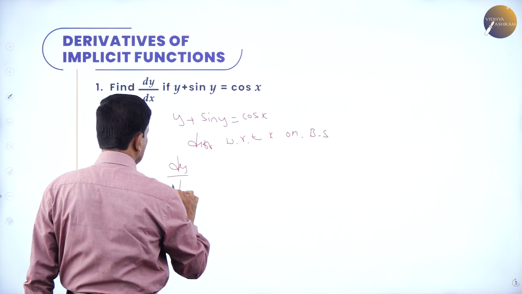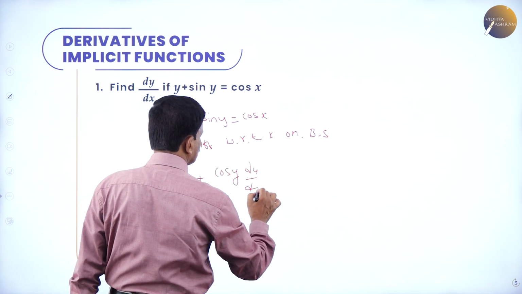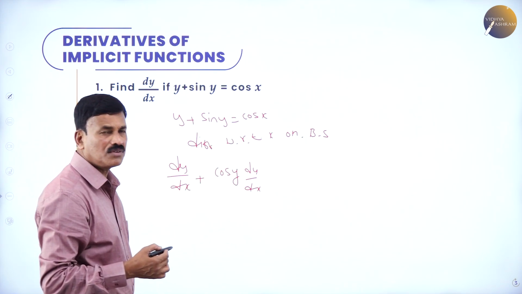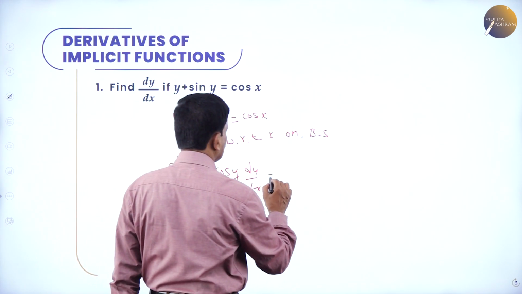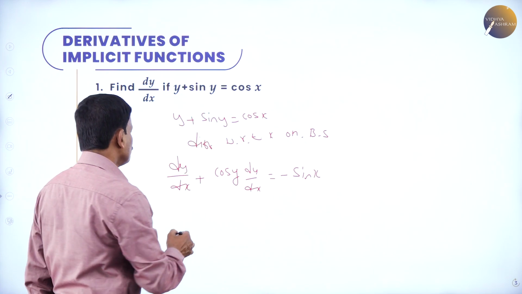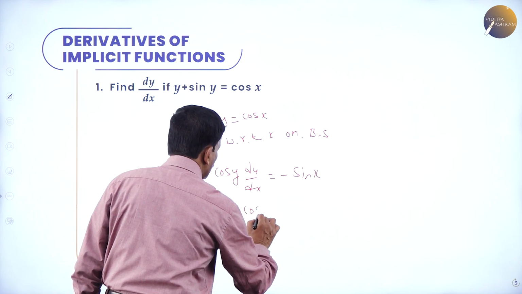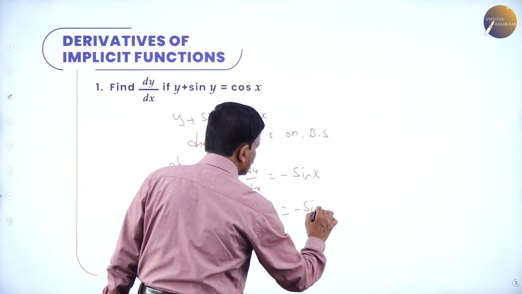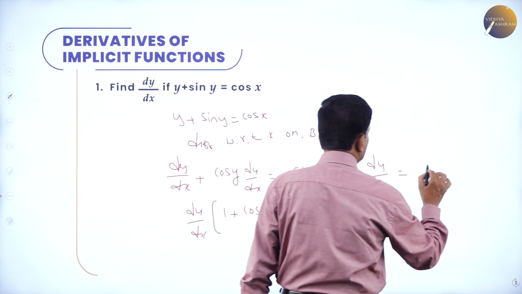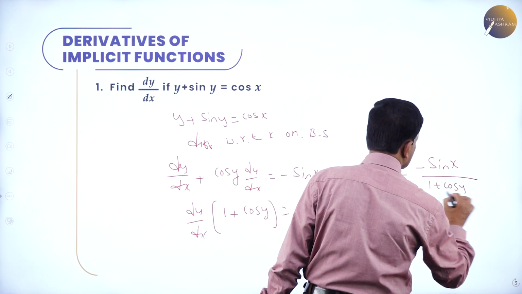Differentiation of y is dy by dx plus differentiation of sin y is cos y into dy by dx. We are differentiating y with respect to x, function of a function. Differentiation of sin y is cos y into differentiation of y is dy by dx, whereas d by dx of cos x is equal to minus sin x. Now you can take dy by dx common factor, dy by dx out, 1 plus cos y is equal to minus sin x. Therefore the required answer is dy by dx is equal to minus sin x divided by 1 plus cos y.